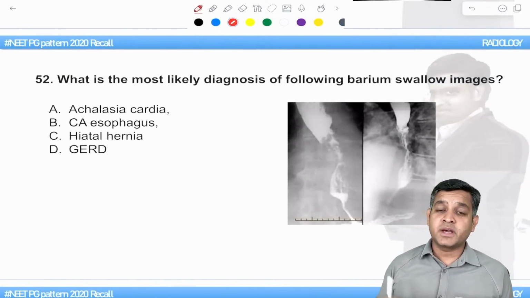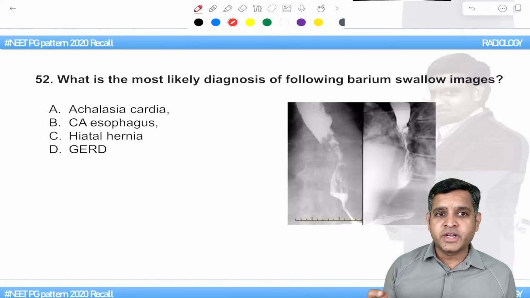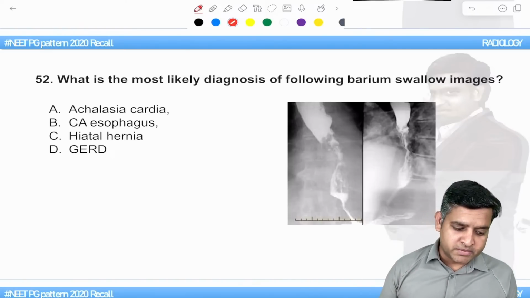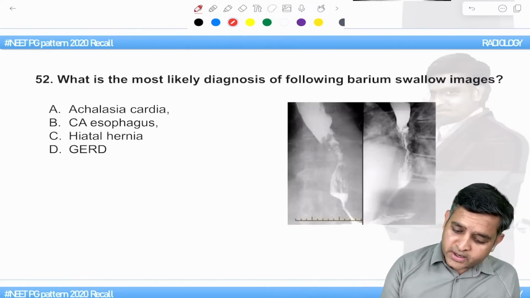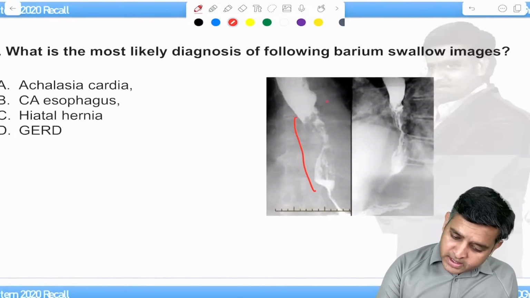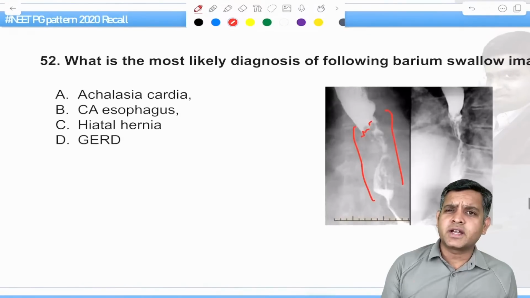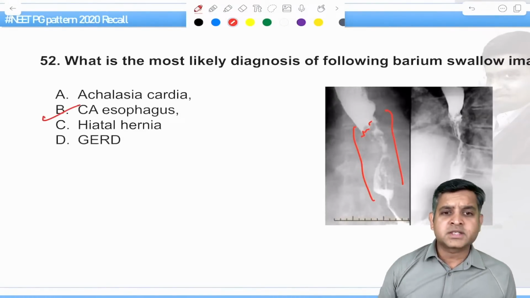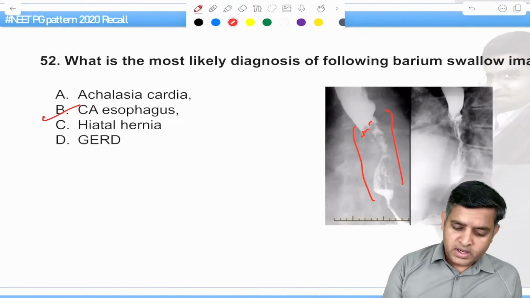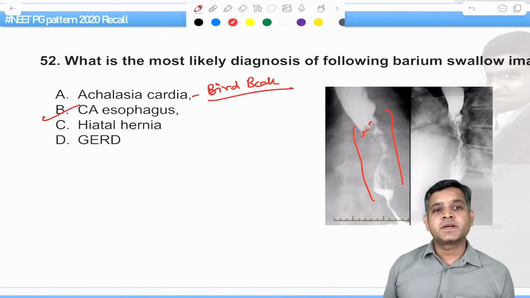Another image of the barium. Barium images are also a standard part of the paper. Almost every year you are going to see one question on the barium study. What is the most likely diagnosis of the following barium image? You can see a marked narrowing of the esophagus with irregularity and proximal shouldering. It leaves no scope for confusion. It is carcinoma esophagus. Achalasia cardia will show a bird beak appearance.